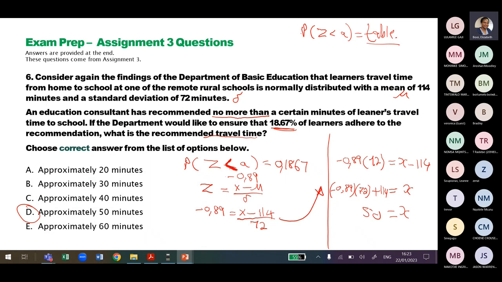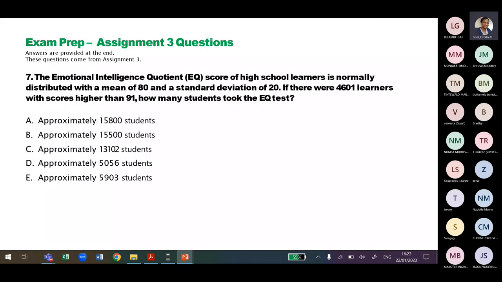Okay, so moving on to question seven. The emotional quotient score, which is EQ, of high school learners is normally distributed with a mean of 80 and a standard deviation of 20. If there were 4,601 learners with a score higher than 91, higher than meaning greater than 91, how many students took the test? Okay, so that is not N, because these are students who got higher than.